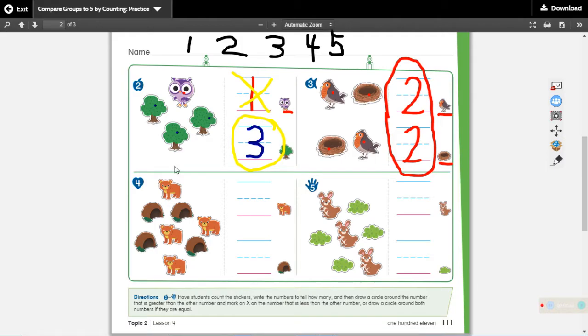Look at number 4. We have bear cubs and we have the little cave stickers that bears live in. Let's count the number of bear stickers first. Ready? 1, 2, 3, 4. Remember, when we write the number 4, it's little line down, little line across, big line from the ceiling to the floor. That is how we write a 4.